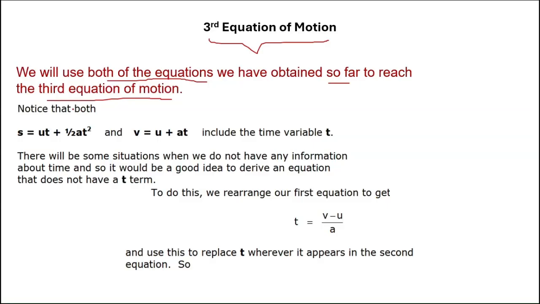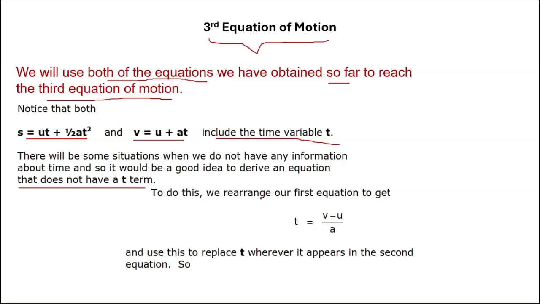Now we have noticed that both our equations, the second equation, s is equal to ut plus half at square, and the first equation, v is equal to u plus at, include the time variable t. Both of them have t. So there will be some situations when we do not have information about time. So it would be a good idea to derive an equation that does not have a time term t.